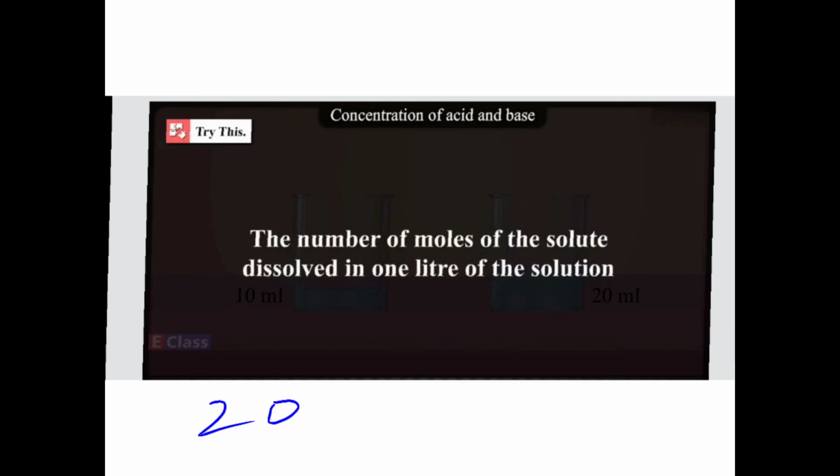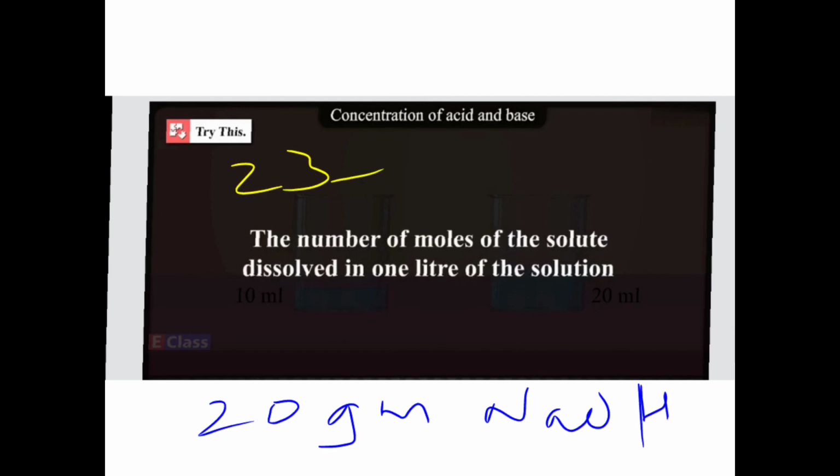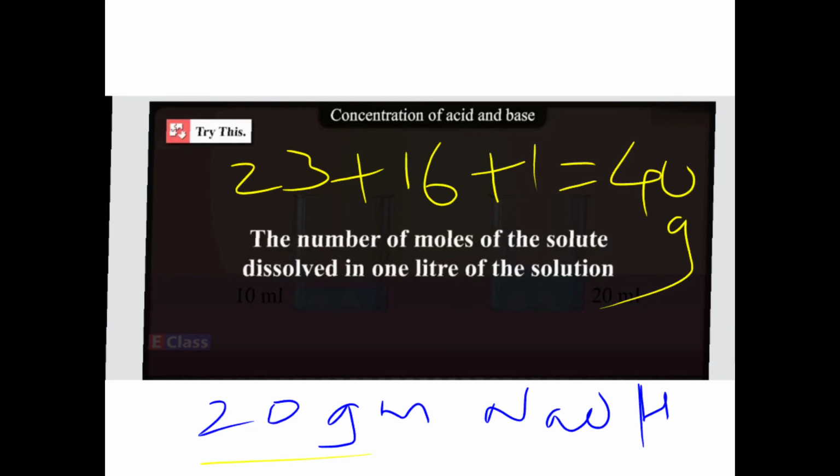I am having 20 grams of NaOH. Now you must know the molecular mass of NaOH. Can anyone find out and tell me? Na is 23, O is 16, and H is 1, that means 40. So 40 grams means 1 mole. I have 20 grams. So how many moles? Half, half of 40 grams, so half of one is written as 0.5.